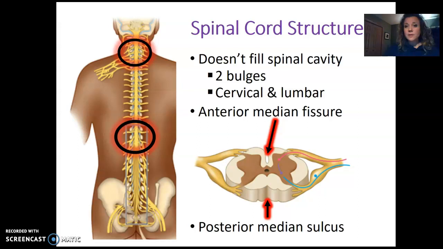So here's a diagram that shows spinal cord structure. There are two bulges where the spinal cord thickens. The first one is here in the cervical spine, and the second one is in the lumbar area.